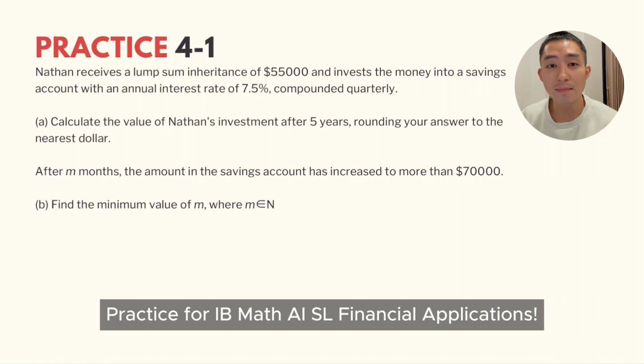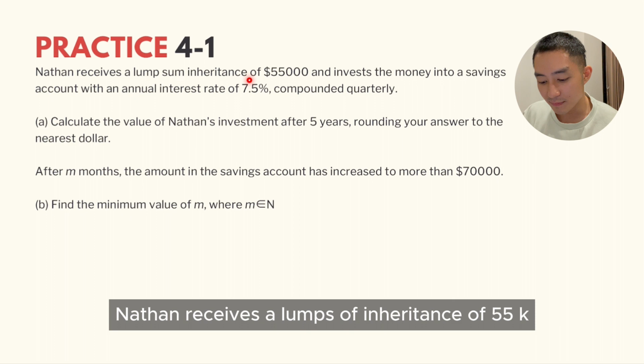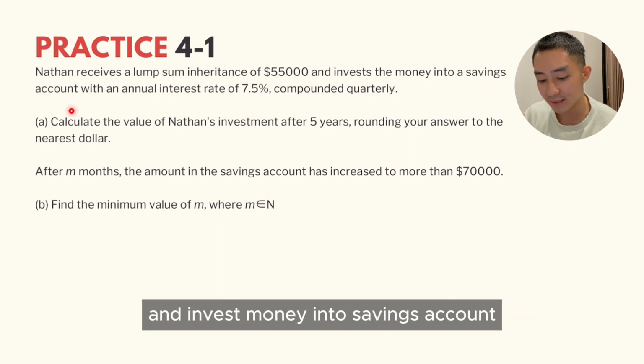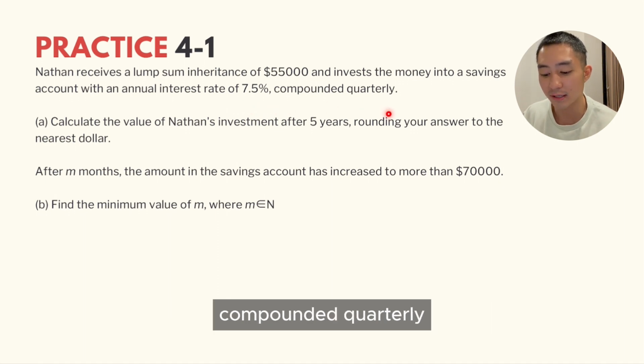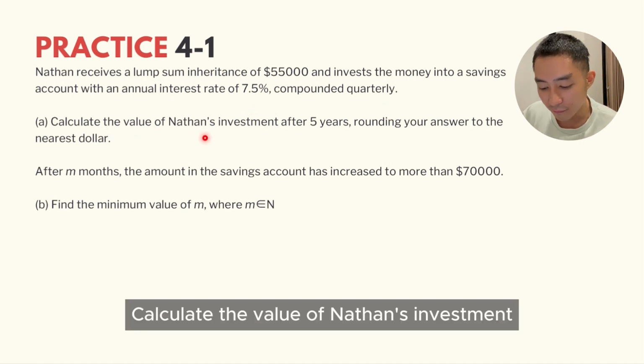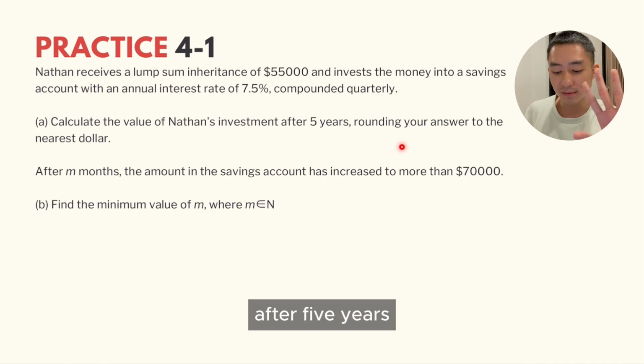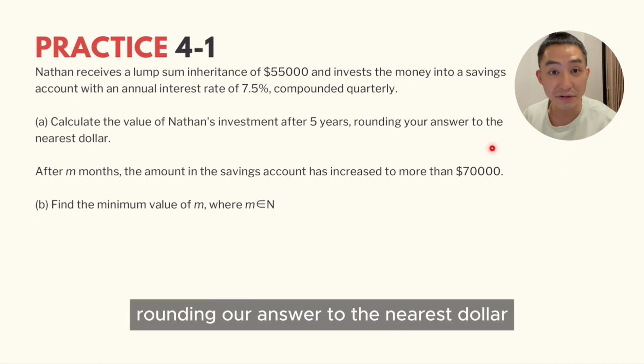Practice for IB Math AI SL financial applications. Nathan receives a lump sum inheritance of 55K and invests the money into a savings account with an annual interest rate of 7.5% compounded quarterly. Calculate the value of Nathan's investment after 5 years, rounding your answer to the nearest dollar.